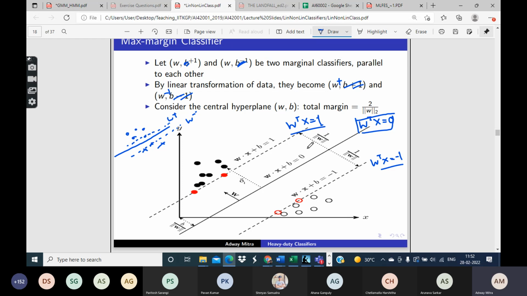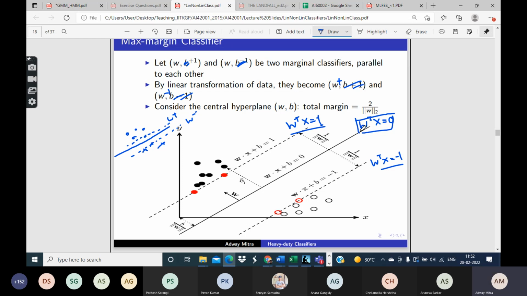Now, this is not a very important thing. The reason we take this is just to make the subsequent calculations look a bit simpler; otherwise it's not very important to make the transformation. Let us just make this assumption that this marginal classifier has the equation W transpose X equal to 1, and this marginal classifier has the equation W transpose X equal to minus 1. And the actual classifier lying in the middle is W transpose X equal to 0.